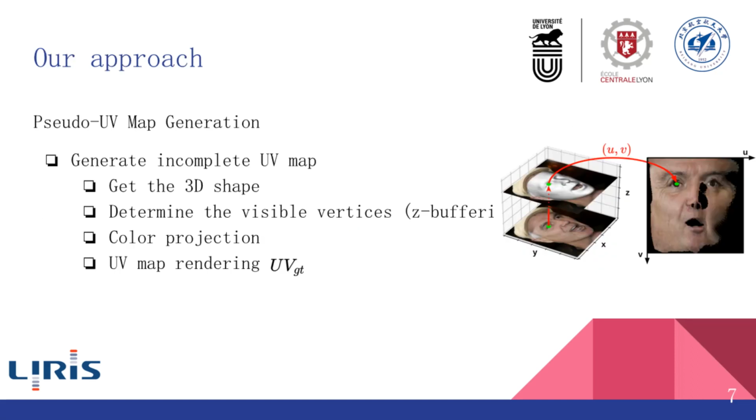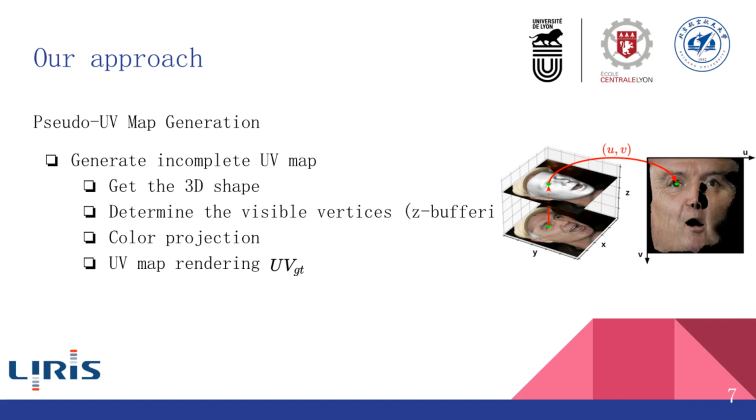Let's move to our method. The UV map is a two-dimensional representation of the global texture of a 3D object. The main difficulty is how to train the model without ground truth UV maps. We decide to generate a pseudo ground truth.